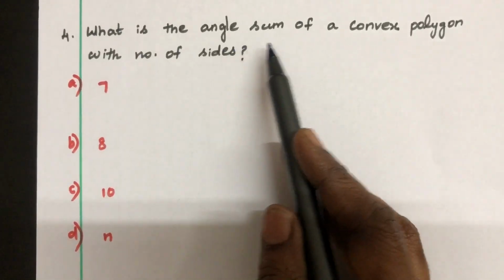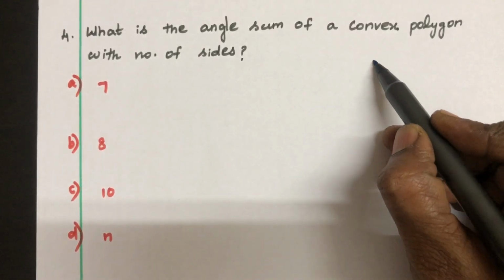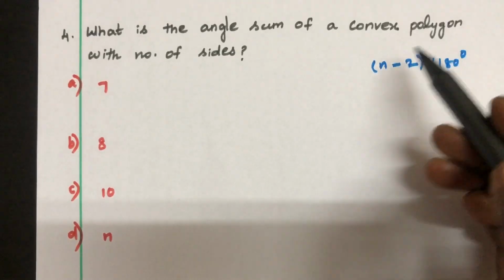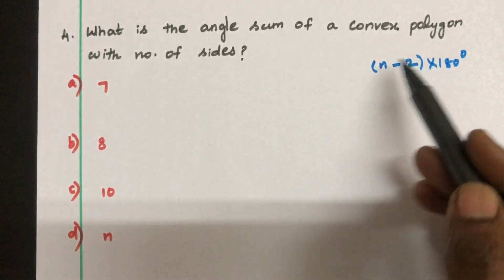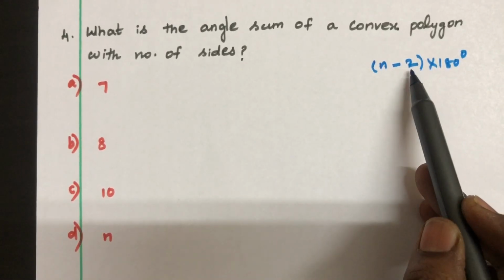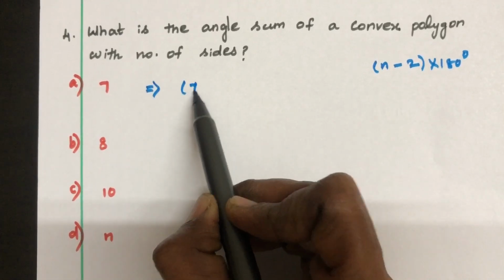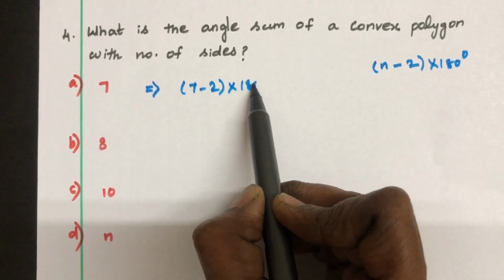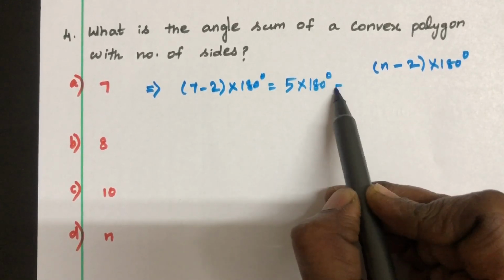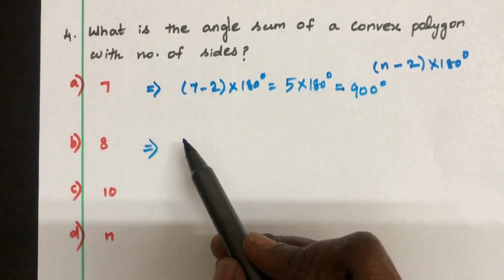Fourth question, what is the angle sum of a convex polygon with the number of sides? So the general formula is n minus 2 into 180 degree. Keep it in mind. That means the number of triangles we made, just as we have seen from the table. This gives you the number of triangles we have made using the number of sides. So this will give you 7 minus 2 into 180 degree, which is equal to 5 into 180 degree. So the answer is 900 degree. Next, for this, 8 sides means octagon.